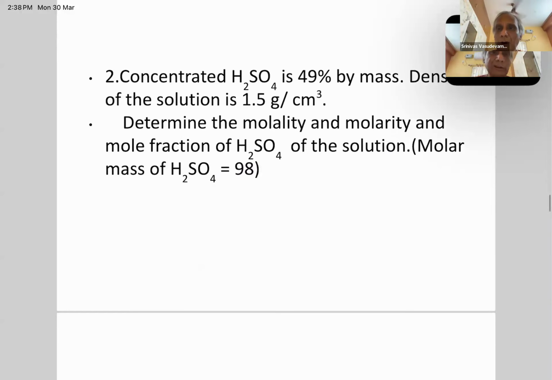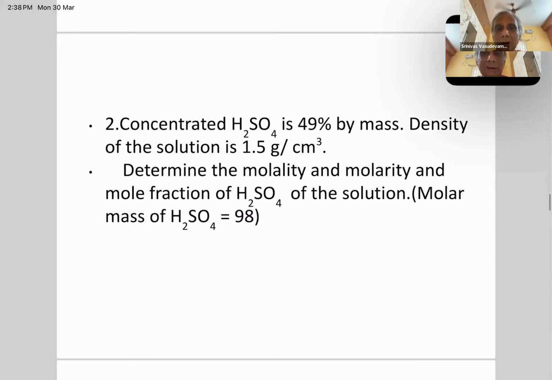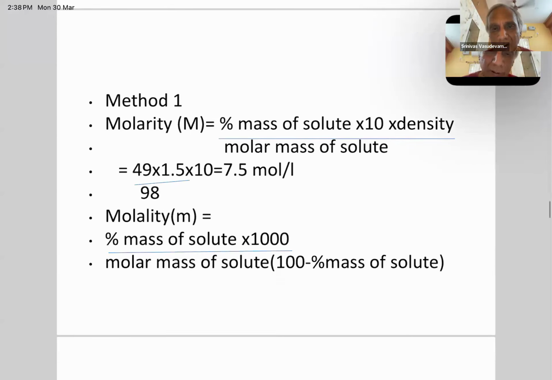Concentrated sulfuric acid is 49% by mass. The density of the solution is 1.5 gram per centimeter cube. Determine its molality and mole fraction of sulfuric acid in the solution. Molecular mass of sulfuric acid is 98. Sometimes the molecular mass will not be given to you in the exam, because the atomic masses of hydrogen, sulfur and oxygen are known to you. First method, using the formula.